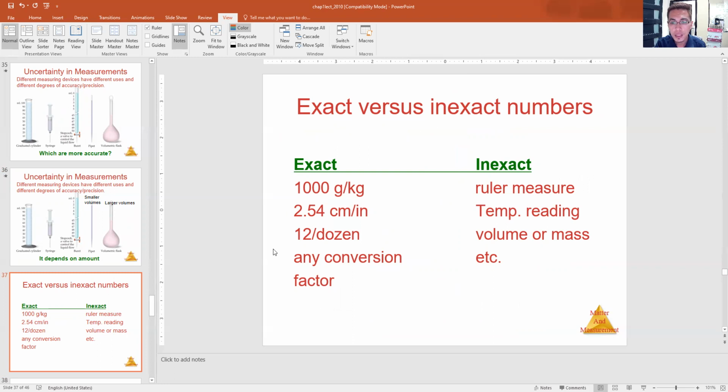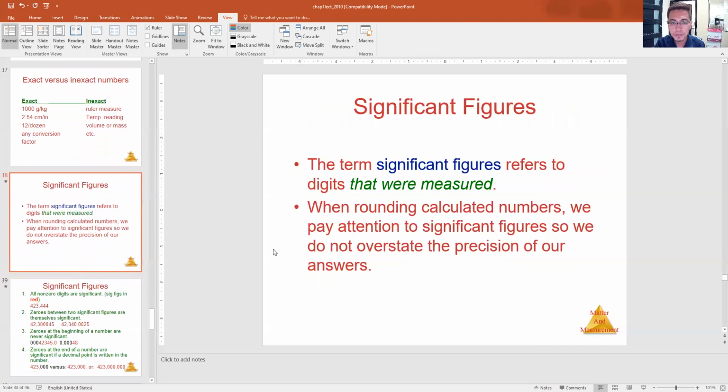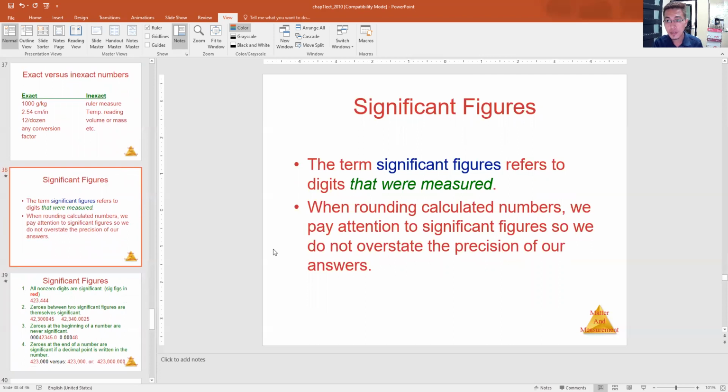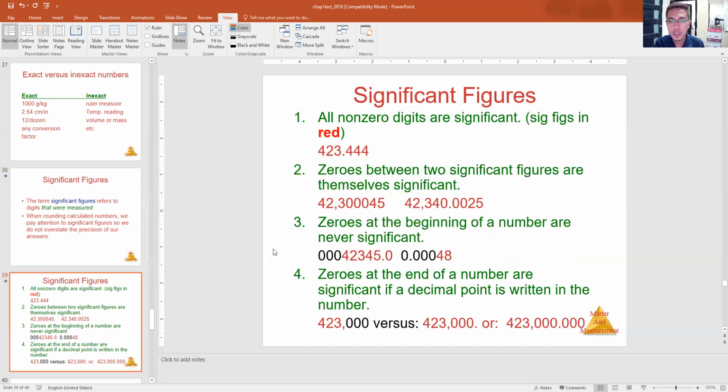2.53 centimeter, it should be measured. The reading, the temperature reading, so, etc. So we call these significant figures. The term significant figures refers to digits that were measured. So when rounding calculated numbers, we pay attention to significant figures so we do not overstate the precision of our answers. So significant figures have rules.